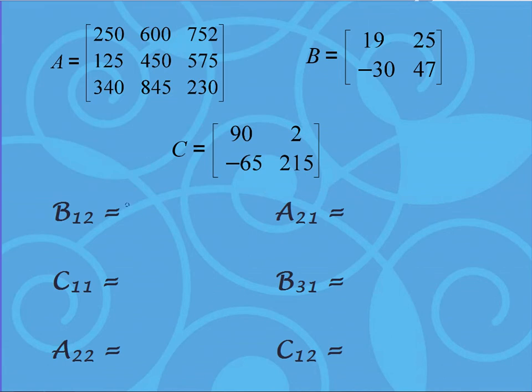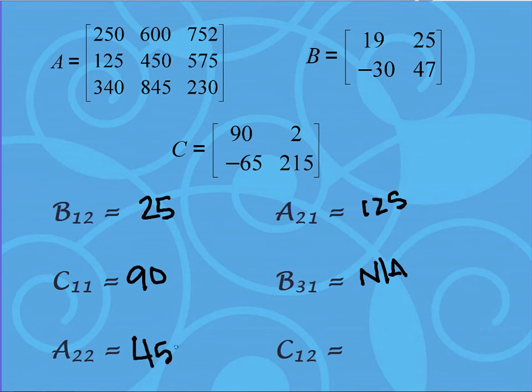What's B12? 25. What's A21? 125. Oh, this just stopped working on me. 125. There we go. C11 is 90. B31 doesn't exist, right? A22, 450, and C12 is 2.